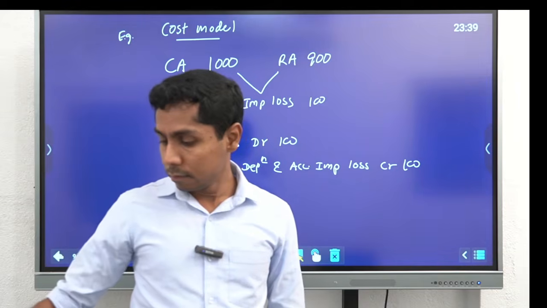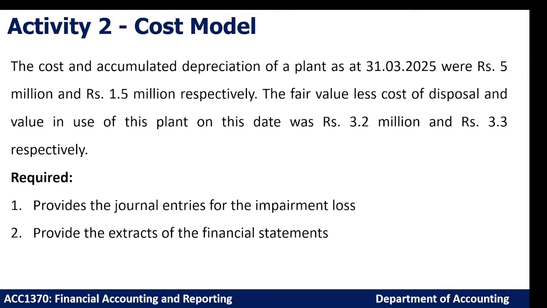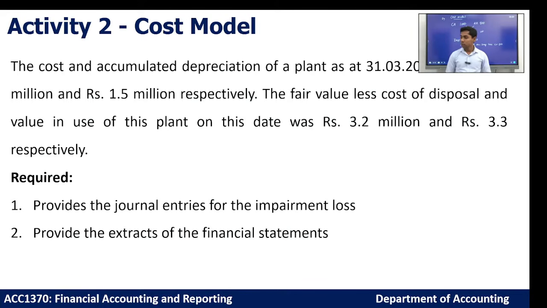What next? Activity 2. What does it say? Another example, cost and accumulated depreciation of a plant as at 31st March 2025 were 5 million and 1.5 million respectively. The fair value less cost of disposal and value in use of this plant on this date was 3.2 million and 3.3 million respectively. Provide the journal entries for the impairment loss. Provide the extracts of the financial statements.